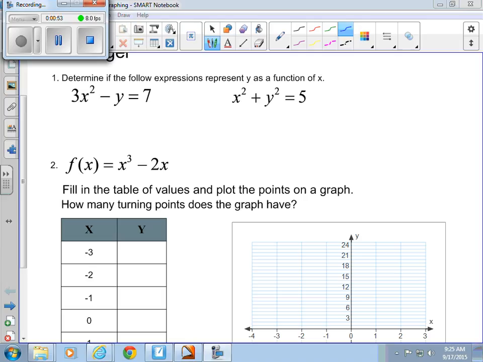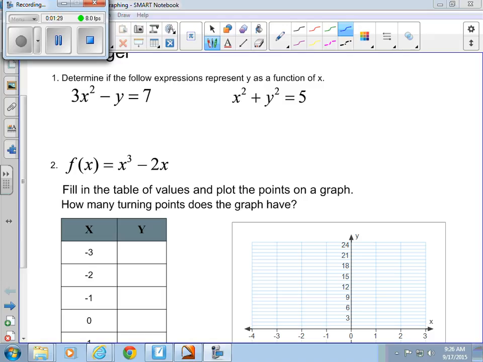We'll get out. So the top one says, determine if the following expressions represent y as a function of x. And that's a tough question because I don't have a graph and I don't have a table of numbers. So I'm going to have to think about it as many ways as I can. If I could graph it, that's the easiest answer, right? Graph it and do a vertical line test. To do that, I would have to get y by itself. So I'm going to show you guys some tricks on equations on how to tell if they're functions or not.